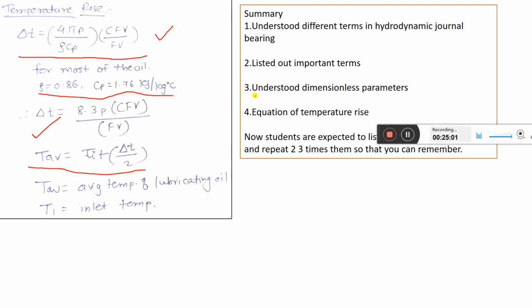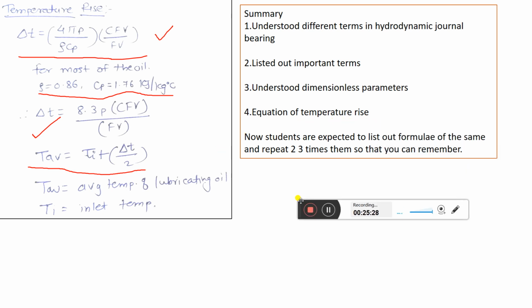Then with the knowledge of some important terms, we have understood the different dimensionless parameters. Like the first dimensionless parameter, eccentricity ratio, is e by c, second one is the Sommerfeld number, then the coefficient of friction variable, next one is friction variable, then Q upon Qs and P upon P max. These are your dimensionless parameters. Then we have seen the equation of temperature rise. Fine. So this is the part which is being taken by me.